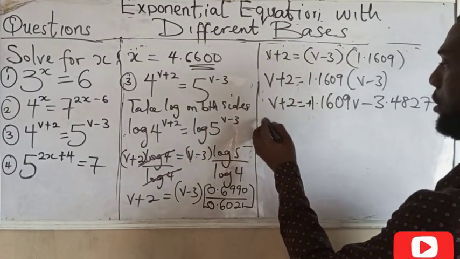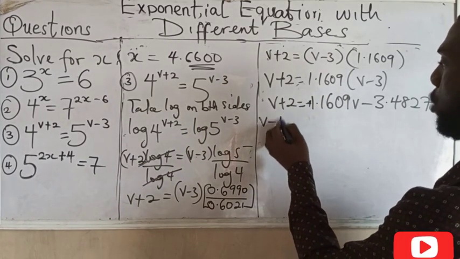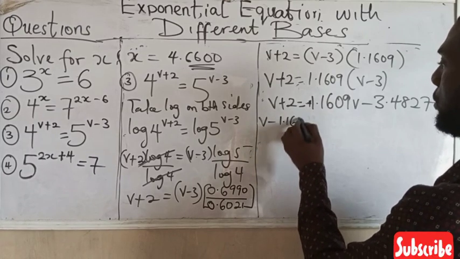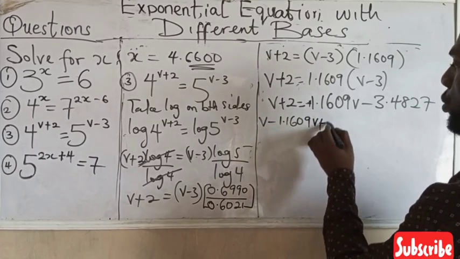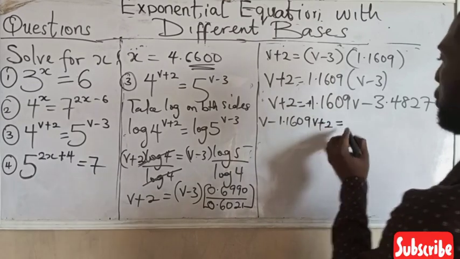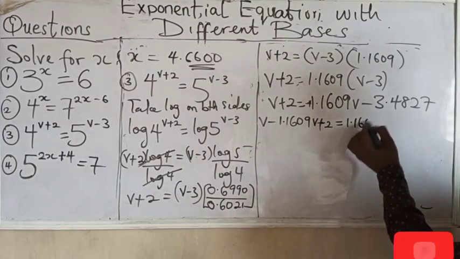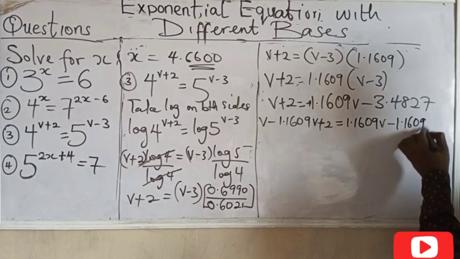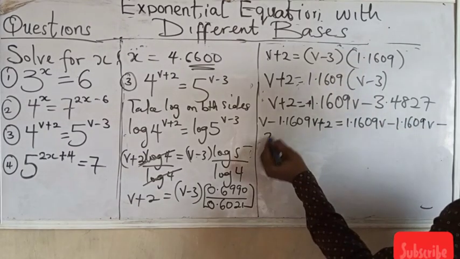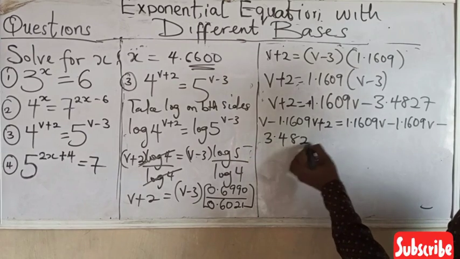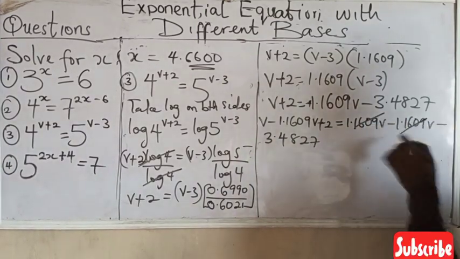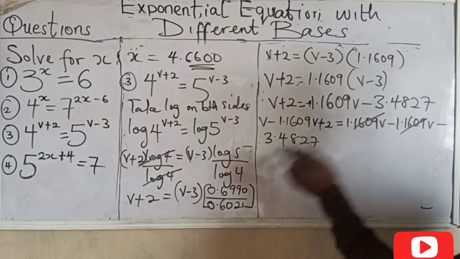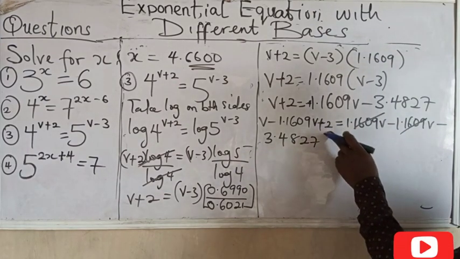So I will say this is v minus 1.1609v plus 2 equals 1.1609v minus 1.1609v minus 3.4827. So this cancels and it's gone. Now it remains this figure plus 2.